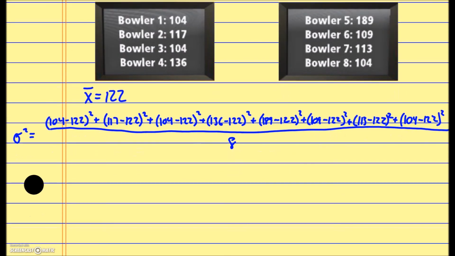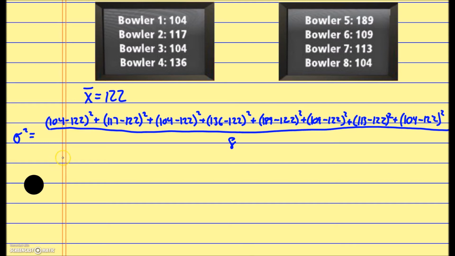Just be careful as you do this. The 104 minus the 122, that's going to be a 16, 17, 18. Well, really a negative 18. The negative's not really important because once we square this thing, it's going to be positive anyway. So I square it and I get 324. So let me write that down.